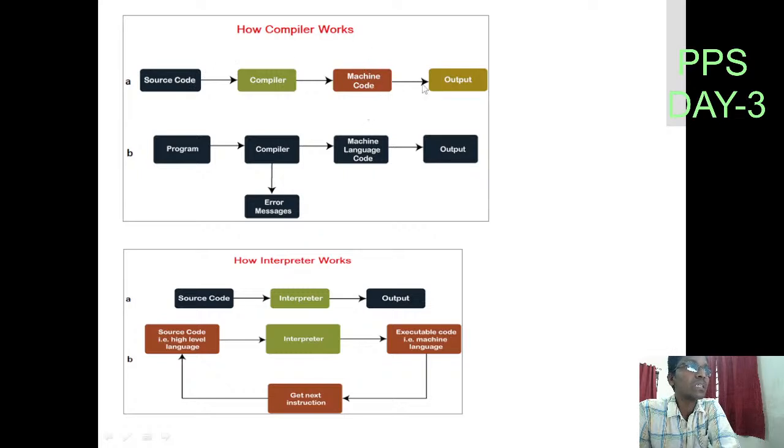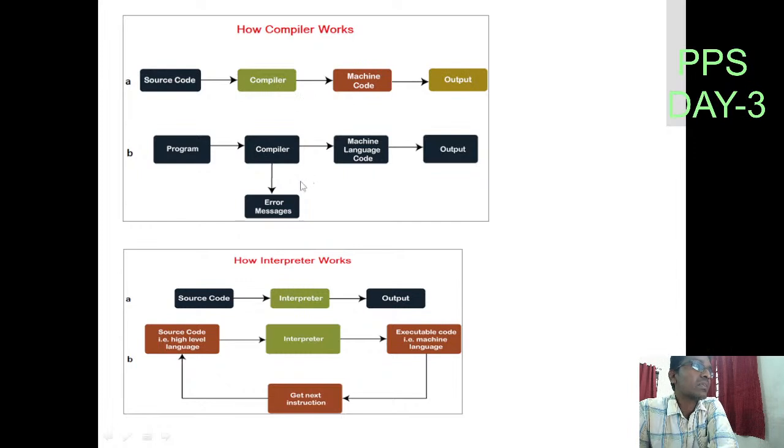So by using that object code, we are going to get the output of the particular program. That means whenever the compiler converts the high level programming language into machine code or object code, that object code is interpreted and executed at execution time, and then it will produce the output of the program. So that is a compiler.